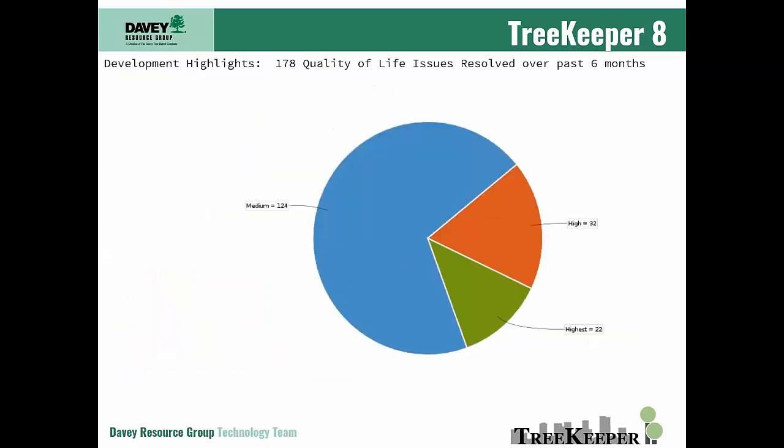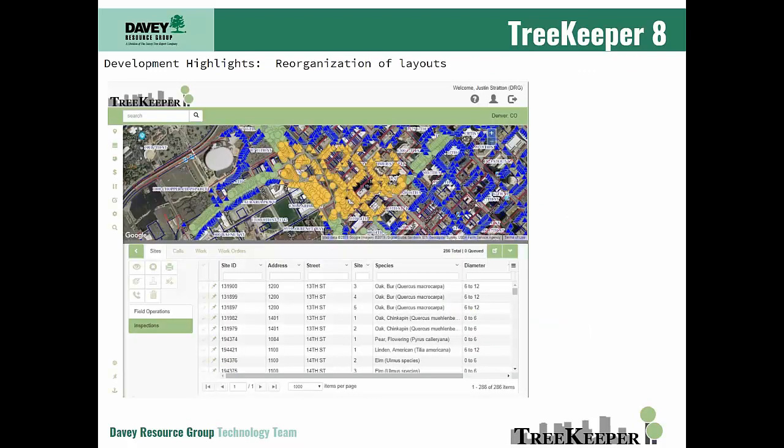With so many users using it, a lot of our development focus is about quality of life improvements. Those users will, as they're using it, identify places where the program could be optimized or where it's not acting quite the way it should be. And so over the past six months, the software development team has resolved 178 issues that were brought to us by project coordinators, customers, and business developers.